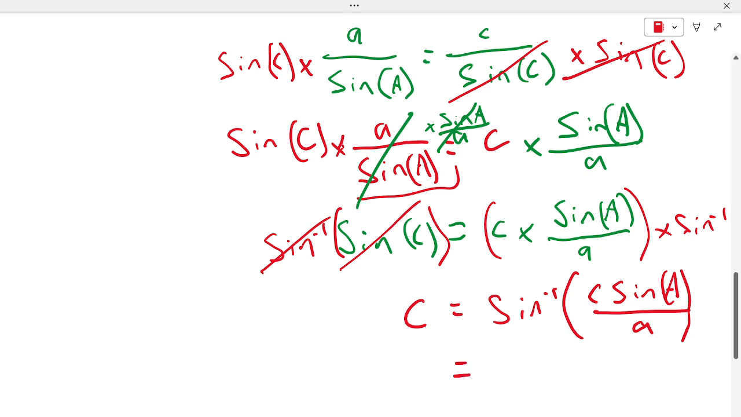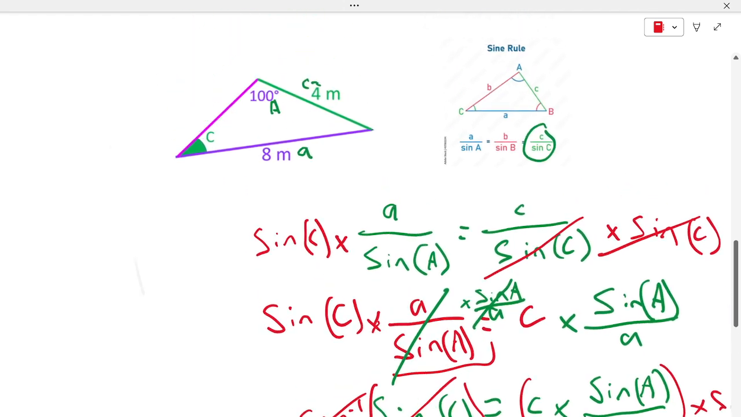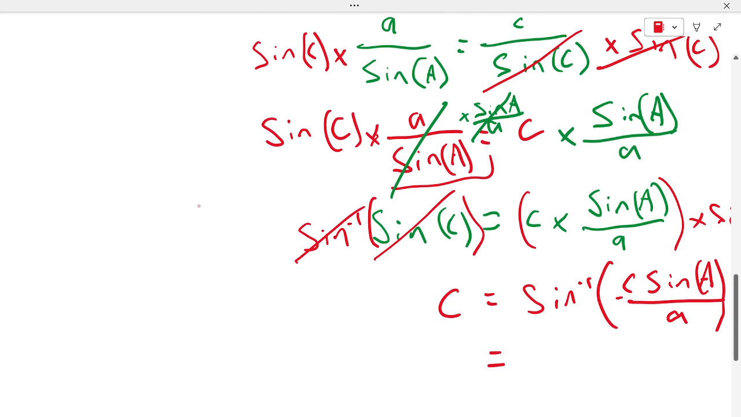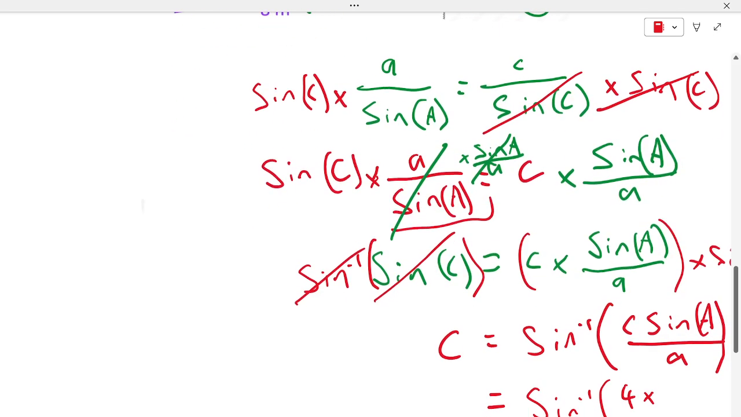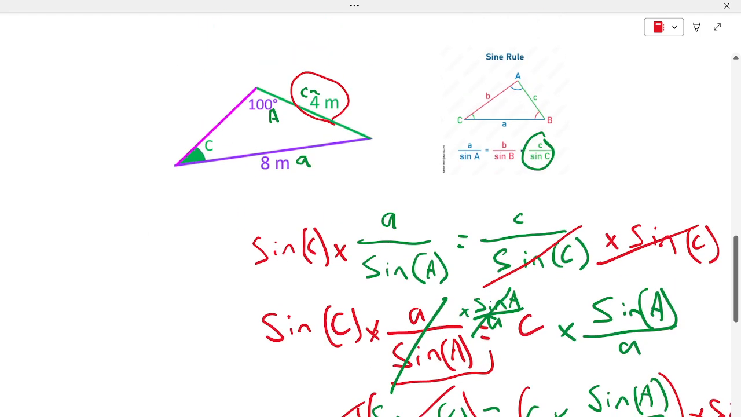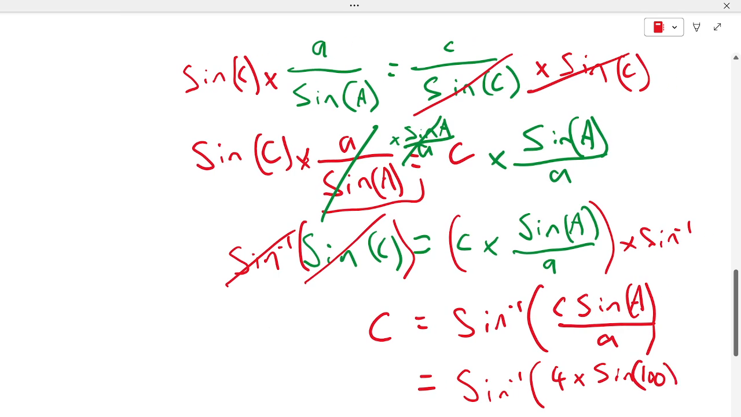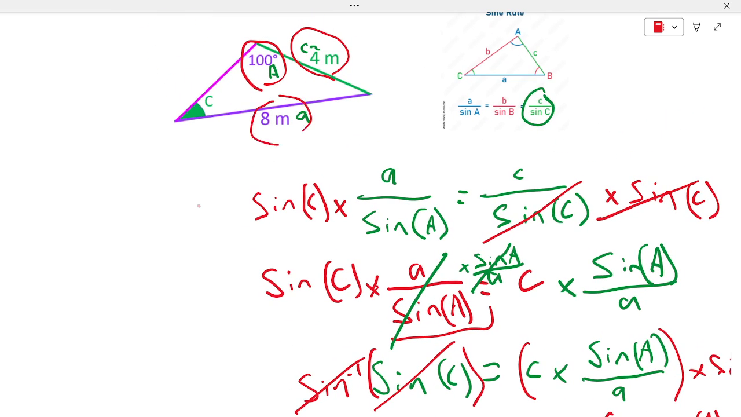Now we can substitute. So we've got C is 4. So in here, we're going to write a 4. So we've got sine inverse of 4 times, we're looking for A, angle A is 100. So sine of 100 divided by lowercase a, which is 8.